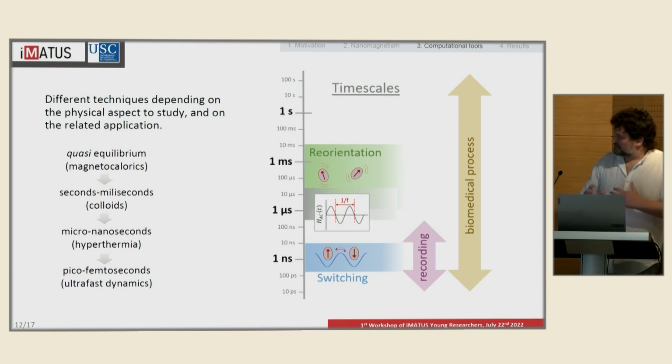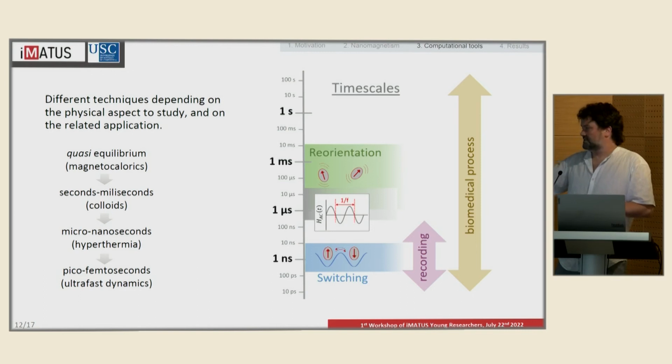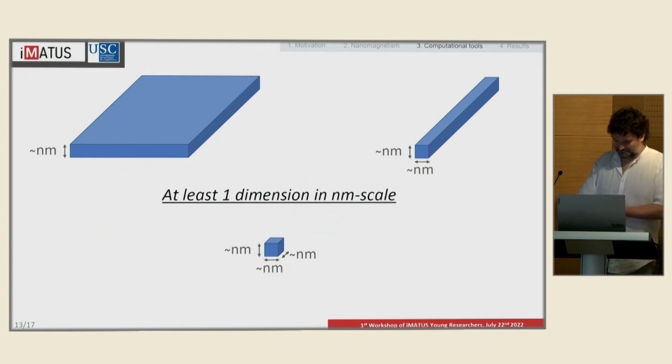So if we need to consider nanoseconds at least, but picoseconds time scale, to simulate a process of heating, how can we reach the biomedical process of minutes? Well, we need to make some approximations.